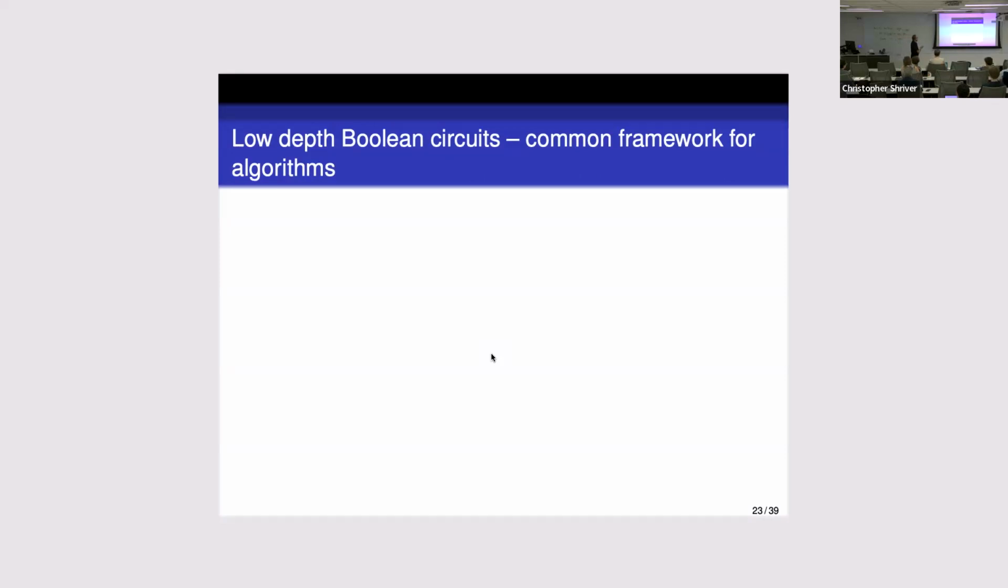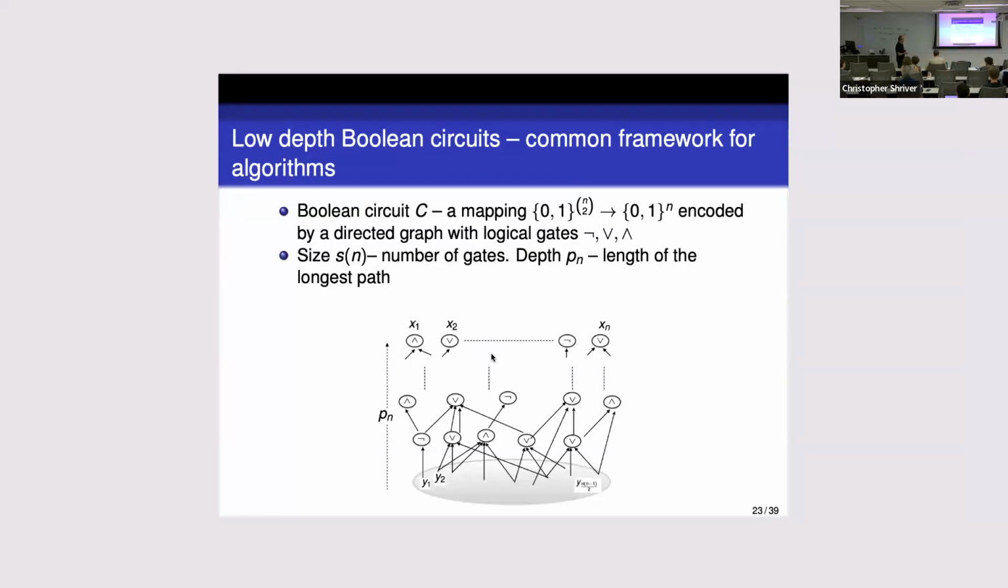Formally, the class of algorithms we'll discuss is low depth Boolean circuits. I'll define what it is now. Loosely speaking, you can think of it as low degree polynomials, but I want to stick with circuits. Boolean circuits are one of the most favorite classes of algorithms considered by theoretical computer scientists.